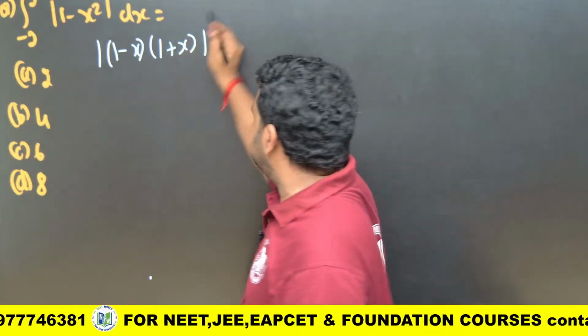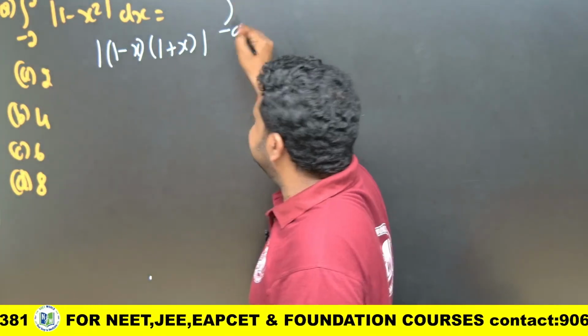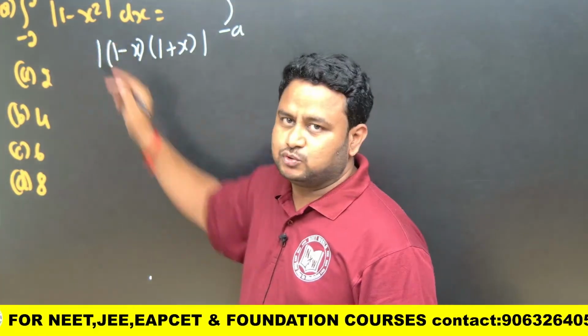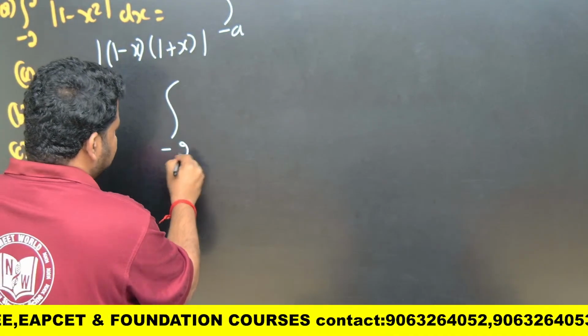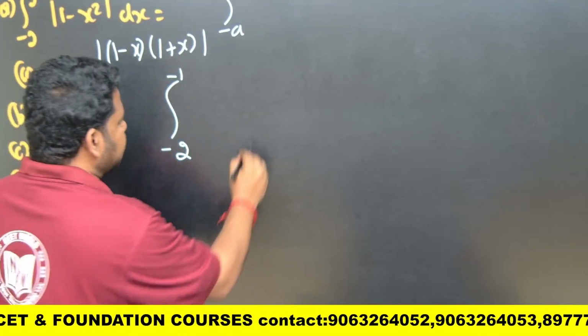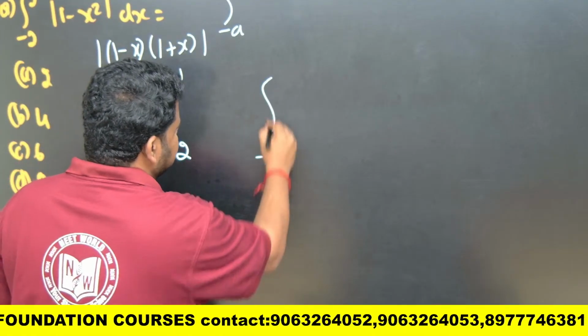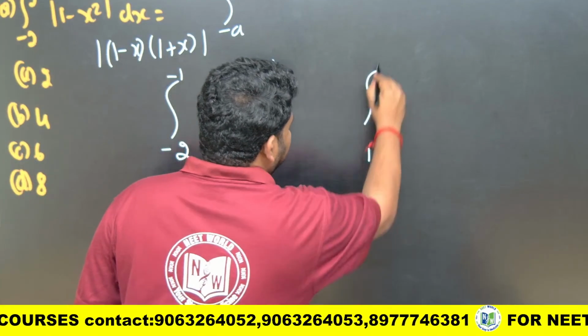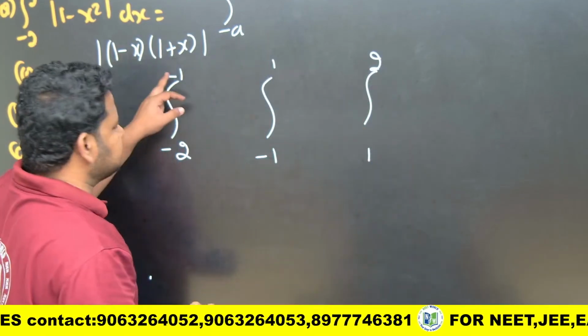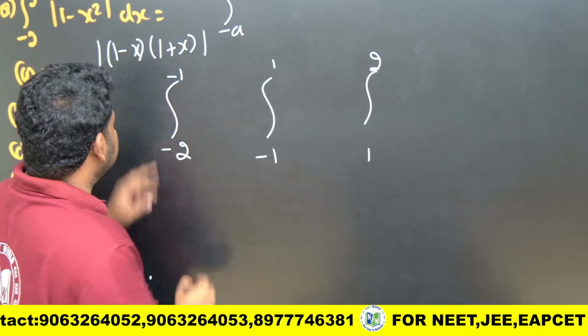That is, this is of the form minus a to plus a, right? That is minus 2 to plus 2. This I can split. I can split it as minus 2 to minus 1, which further can be split as minus 1 to plus 1, and further I can split it as 1 to 2.